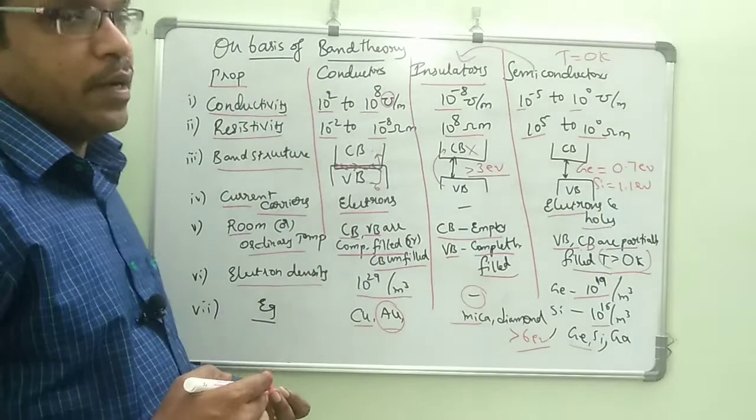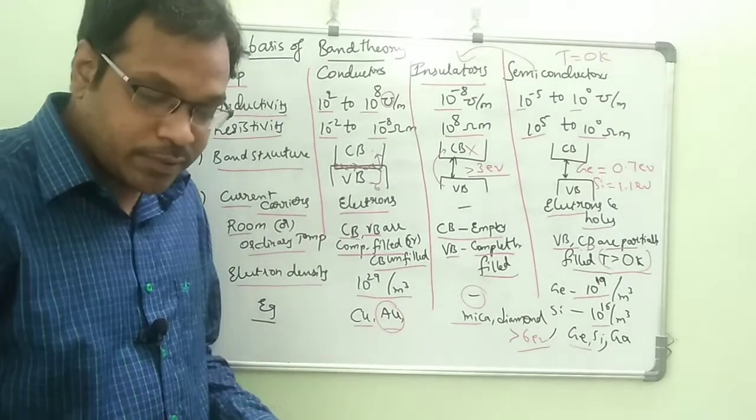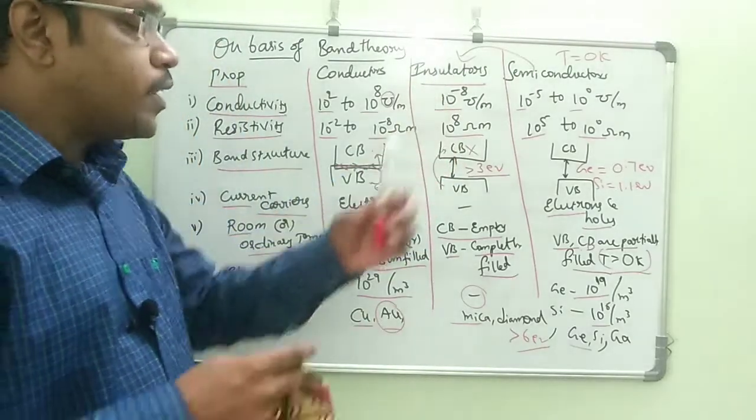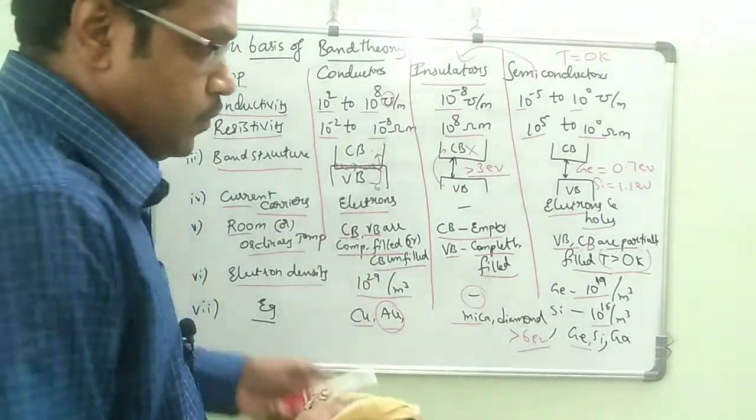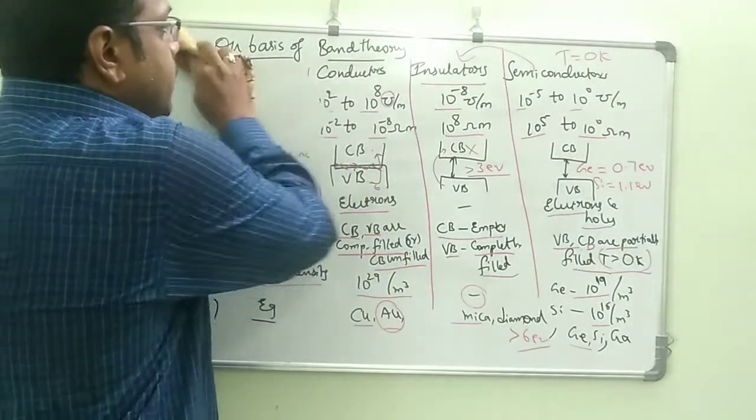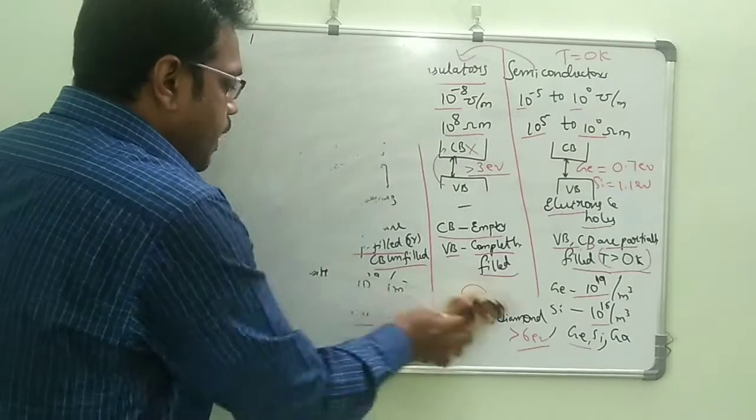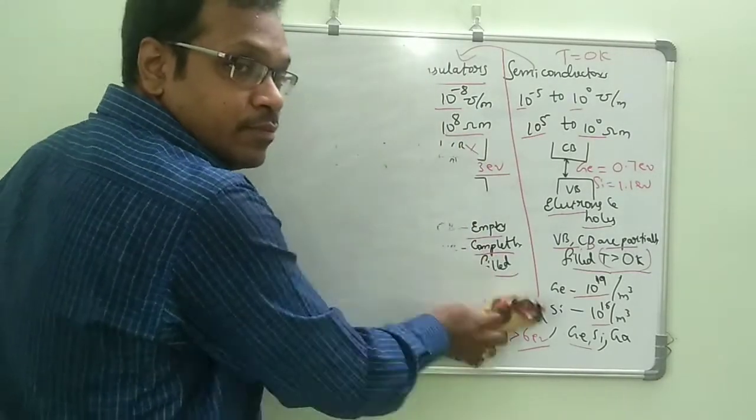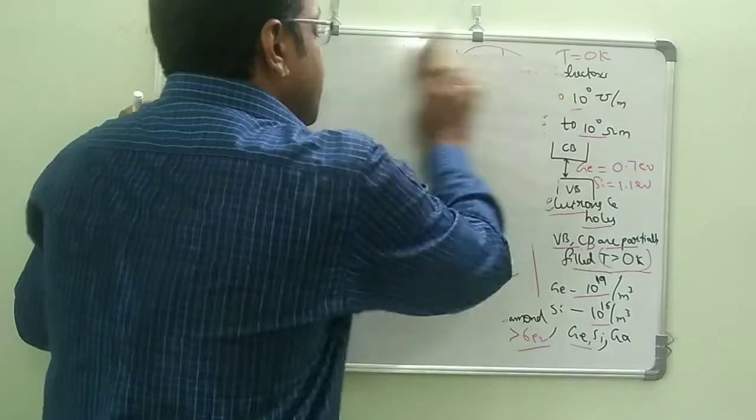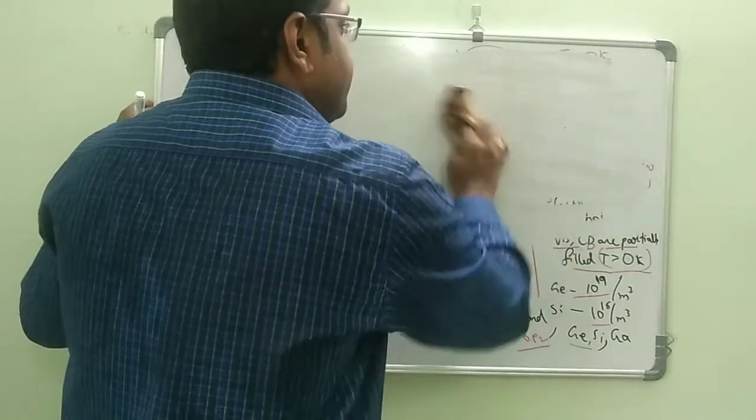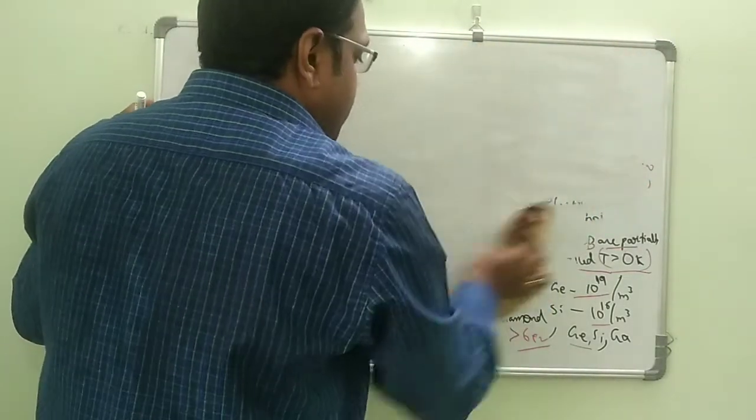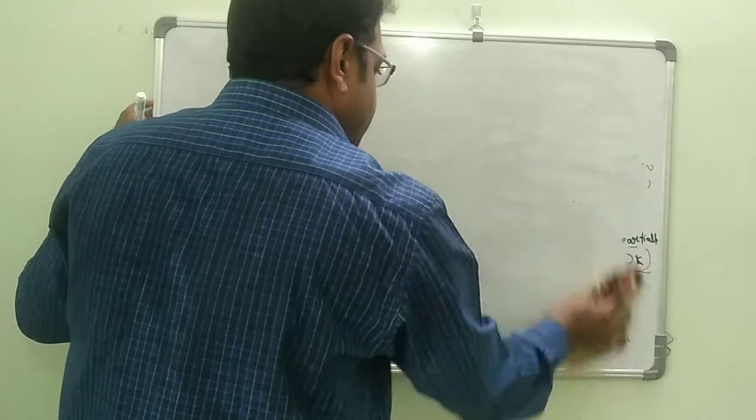conductors, insulators and semiconductors. Again, these semiconductors are of two types: intrinsic semiconductor and extrinsic semiconductor. Why are they classified into two types? They can use it directly now, but pure semiconductors have some disadvantages.